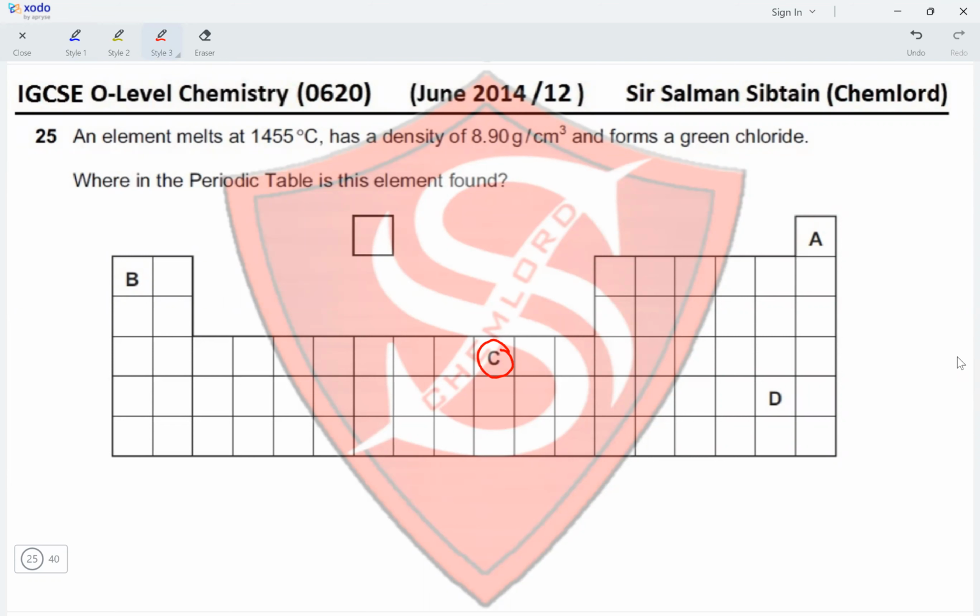B is a group 1 metal, D is a halogen, and A is a noble gas. So C is the only transition metal, and hence it is the correct option.